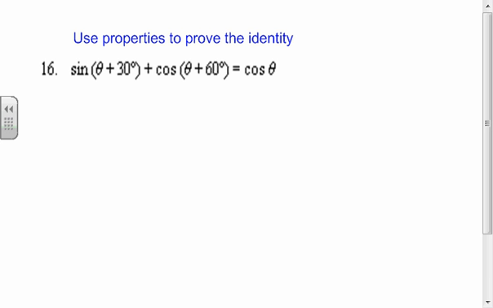But if we do this proof, as we did in geometry, we will prove this identity. So I'm going to use the composite properties to do this. The sine of theta plus 30, I'm going to do sine theta cosine 30 minus cosine theta sine 30.